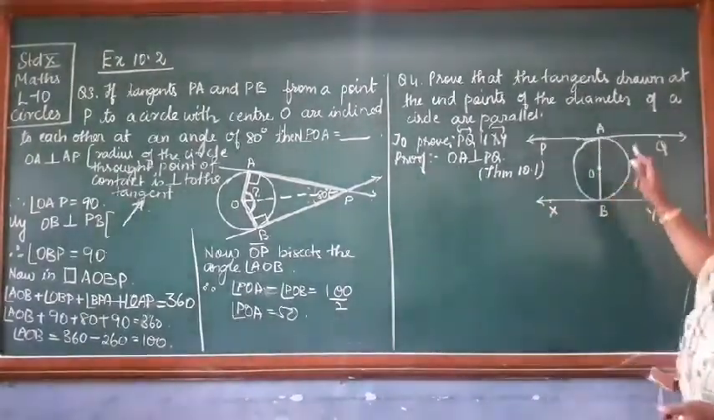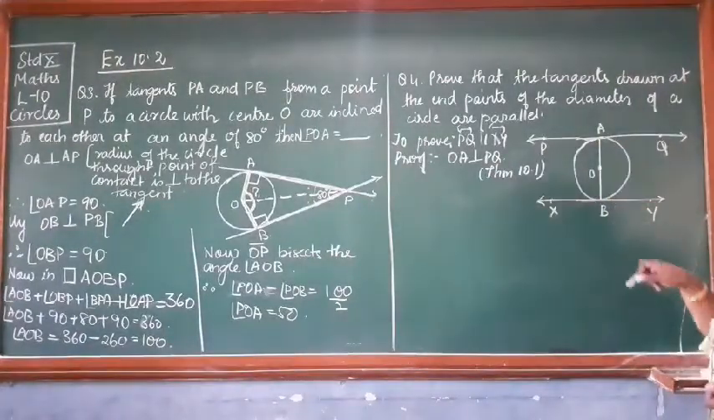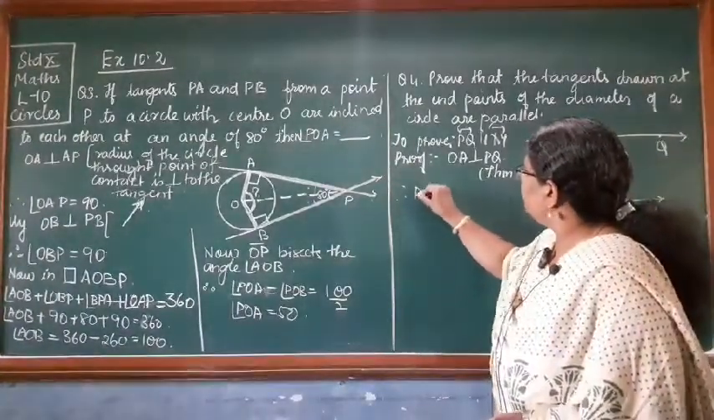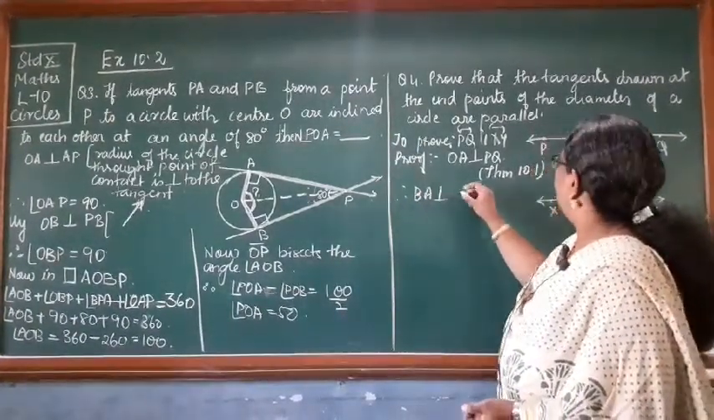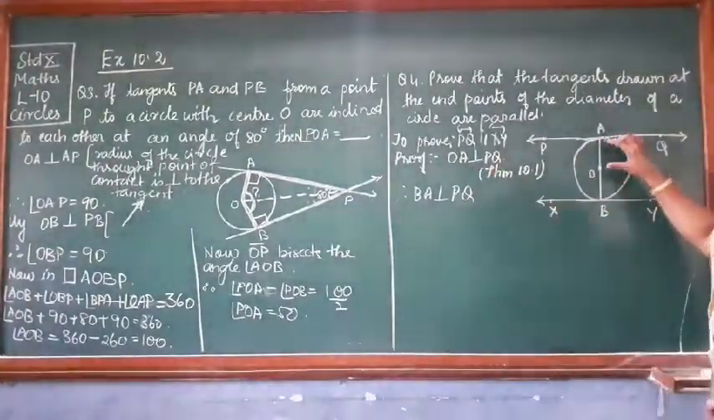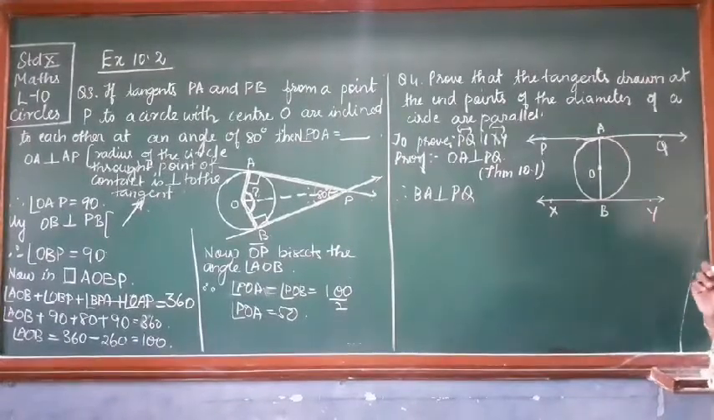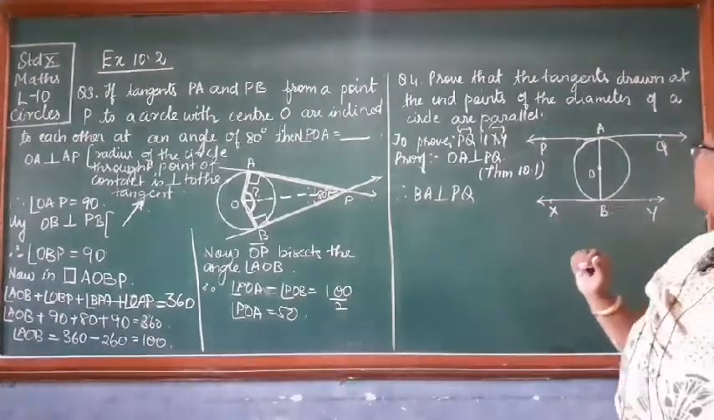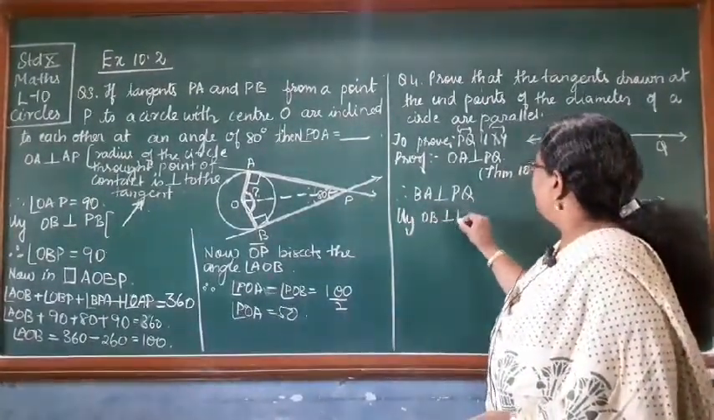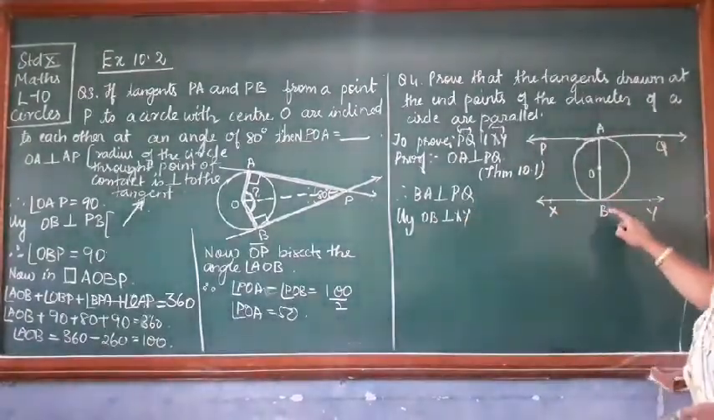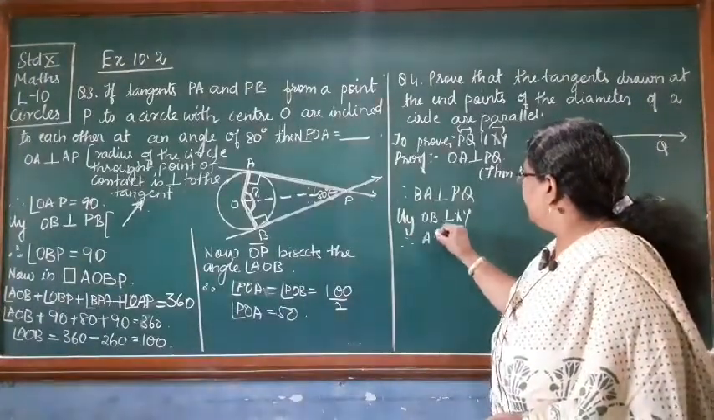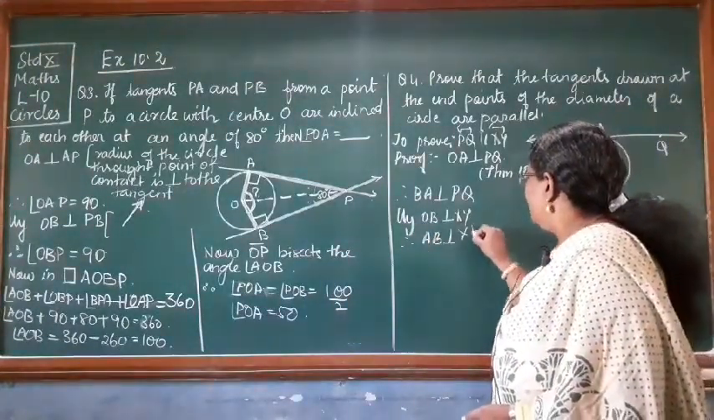Now OA is perpendicular, then we can say that BA will be perpendicular. Therefore BA is perpendicular to PQ, because OA is a portion of the line AB only. So BA will be perpendicular to PQ. Similarly, OB is perpendicular to XY. So therefore we can say that AB is perpendicular to XY.